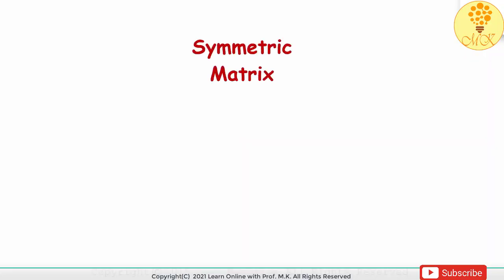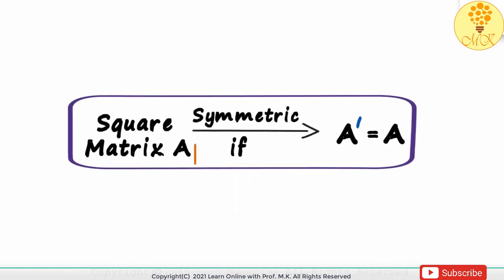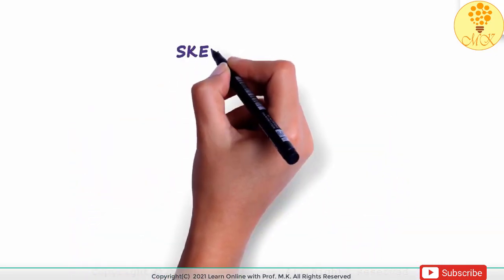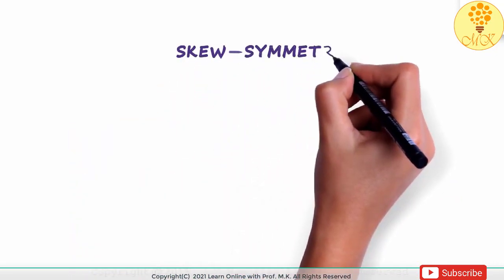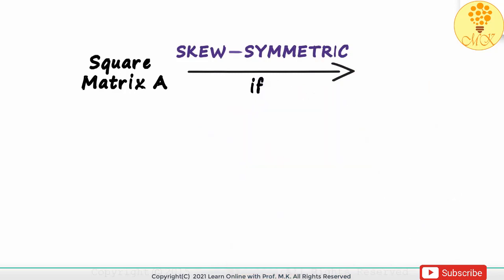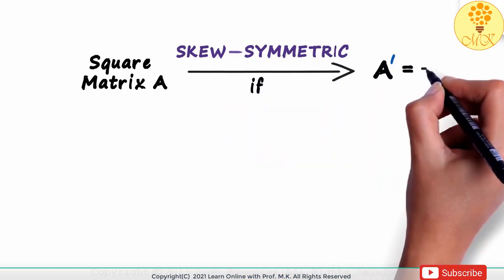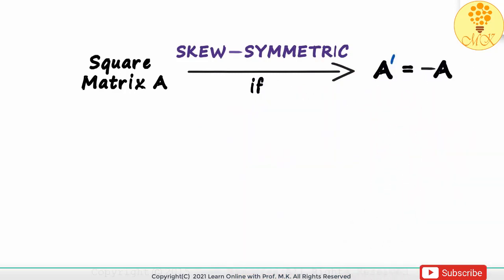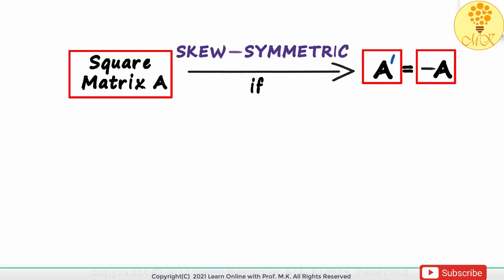We saw what a symmetric matrix is. A square matrix A is symmetric if A transpose is equal to A. In this session, we will look at what a skew-symmetric matrix is. The definition goes like this. A square matrix A is skew-symmetric if A transpose is equal to negative A. Let me repeat. A square matrix is skew-symmetric if its transpose is equal to its negative.